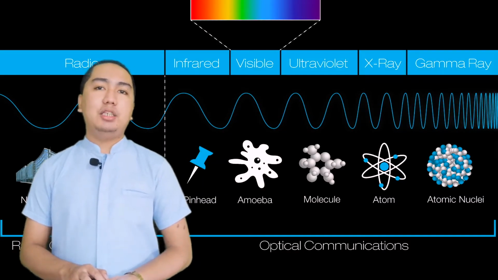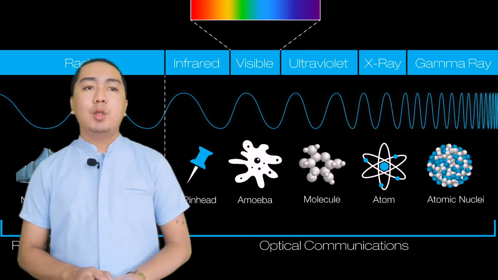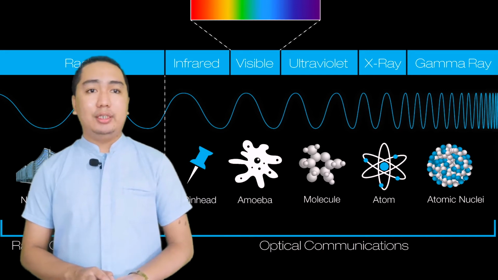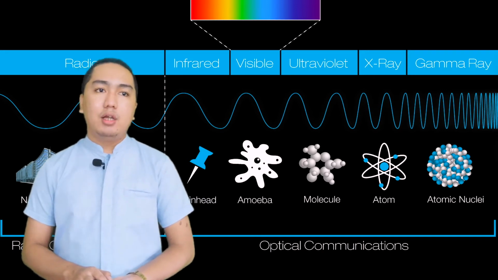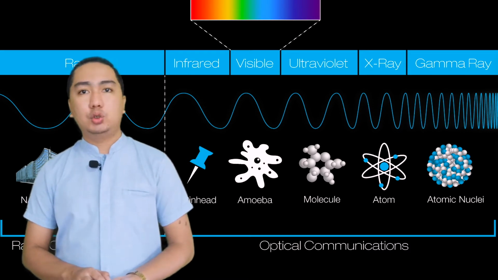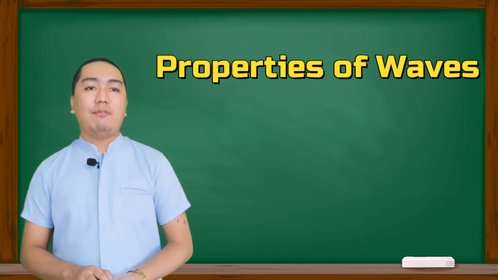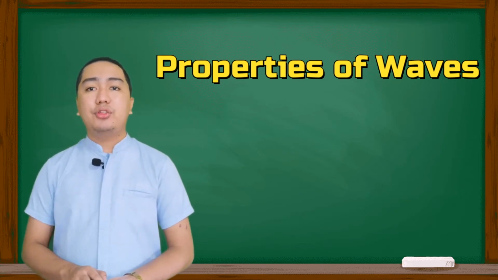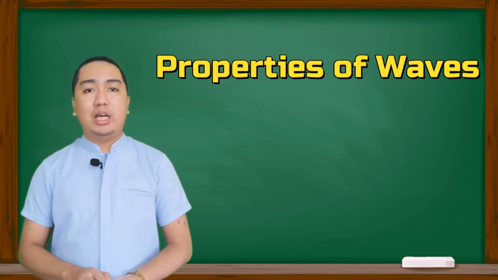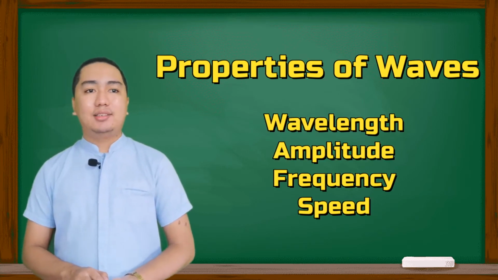We are surrounded by different types of waves, both transverse and longitudinal. We see things because there is light, a transverse wave, and we communicate with others through sound because of longitudinal waves. To fully understand waves, scientists found a way to study them by identifying and measuring their properties. We have the wavelength, amplitude, frequency, and speed.